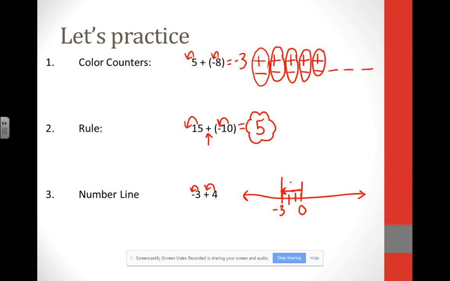Now, the second integer tells me what direction I'm going to go and how many places. So 4 is positive, so I'm going to go in the positive direction 4 places. 1, 2, 3, 4. And that brings me to a positive 1. So the solution to my problem, -3 plus 4, is a positive 1.